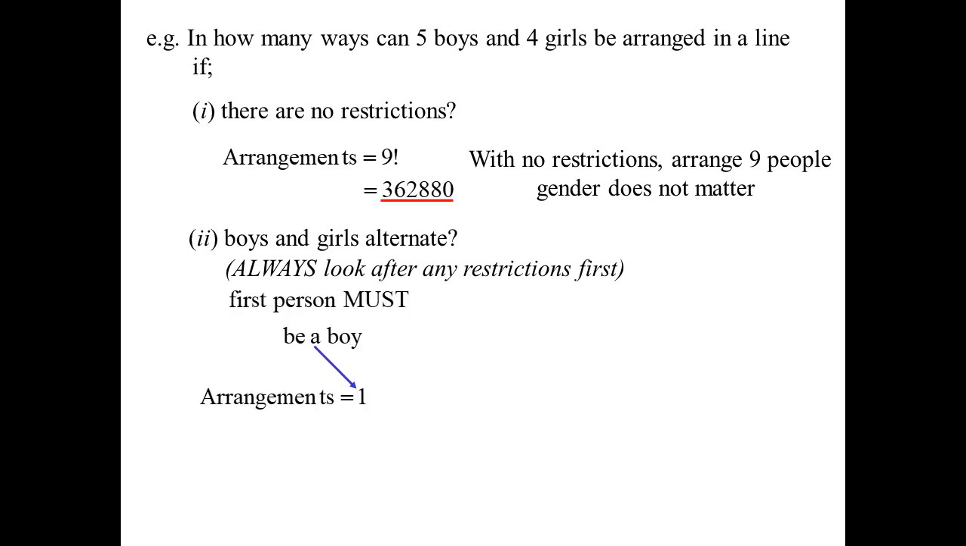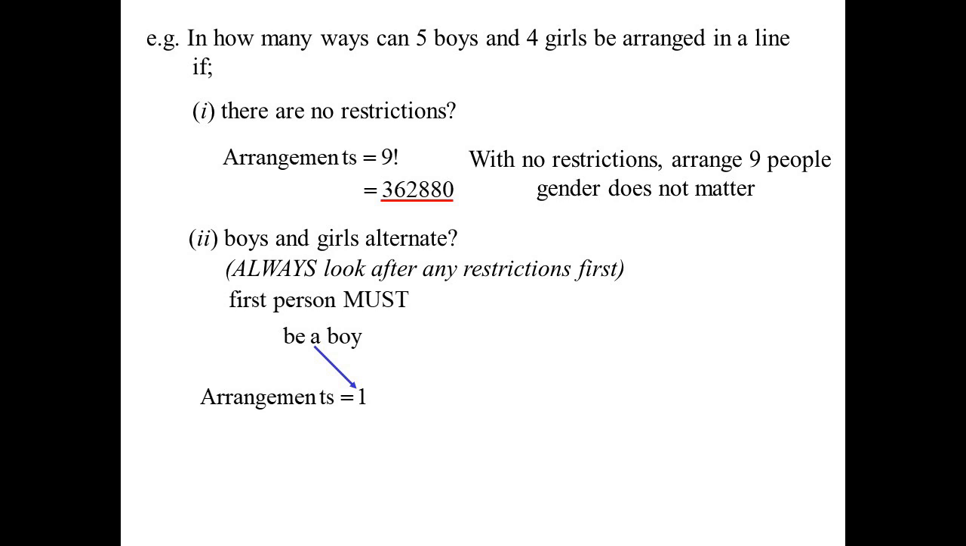The first restriction is the first person must be a boy. Because if I don't put a boy first, they will not alternate. I'll get to the end and I'll have 2 boys left. But I want them to alternate, so I must start with a boy. And there's only one way I can do that, and that is start with a boy. Seems silly writing the number 1 down, but theoretically it's there.